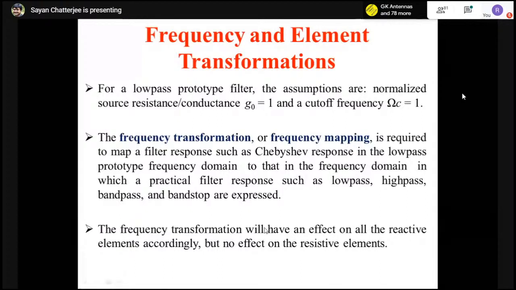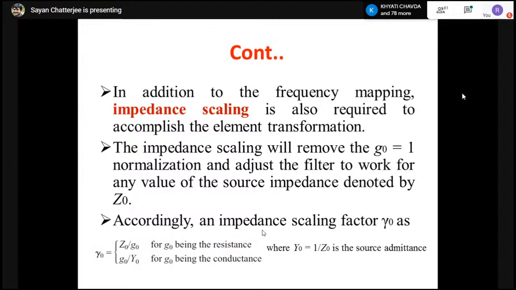Then there is another part, what is called impedance scaling. What is impedance scaling? If you see the ladder network, it may be CLCL type, or it may be LCLC type, or it may be hybrid type. So if you have a ladder network, and if you have physical values of L and C, and remember, previously the L and C are in terms of normalized values, but after the actual frequency transformation, you now have the idea of omega. So your L and C also need to be transformed in terms of omega.